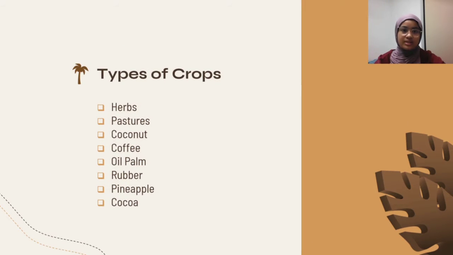Okay, so there are several types of crops available in Shefang UITM Jiaxing. The first one is herbs. The second one is pasture. The third one is coconut. Next is coffee, oil palm, rubber, pineapple, and cocoa. So there are 8 types of crop that are available in Shefang UITM Jiaxing.